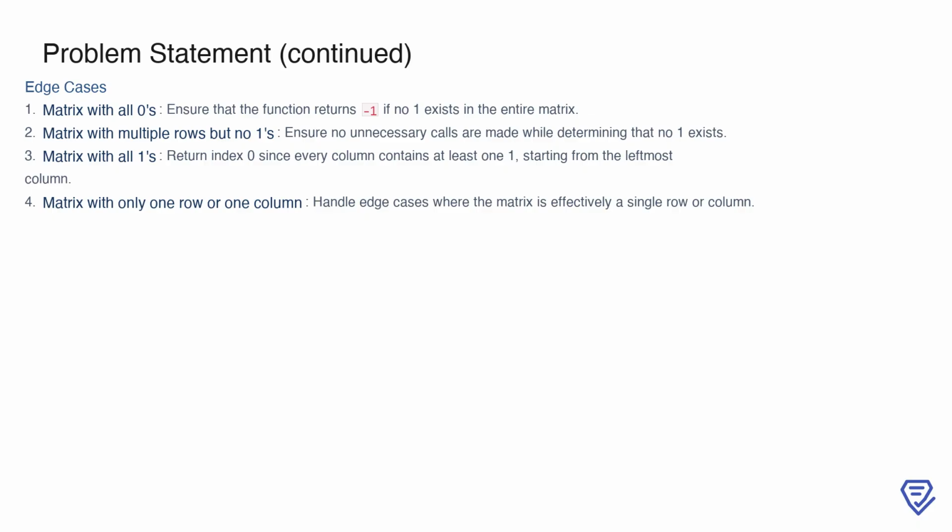First, if the matrix contains all zeros, your function should return -1 because no column contains a 1. Second, in a matrix with multiple rows but no 1s present, you must ensure that your solution avoids making unnecessary calls while confirming that no 1 exists. Third, in a matrix where every element is 1, your function should return index 0 because the leftmost column will always contain at least one 1. Lastly, if the matrix is reduced to a single row or a single column, you must handle it appropriately, as the structure of the matrix changes but the logic remains the same. By addressing these edge cases systematically, you can ensure your solution is robust and efficient.